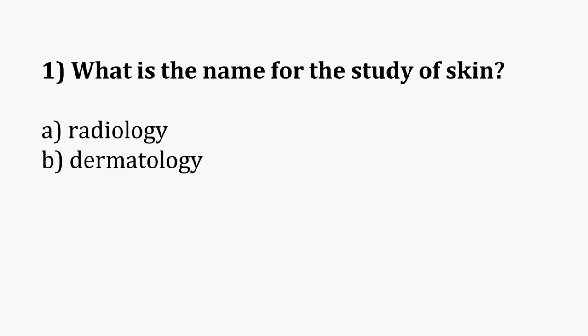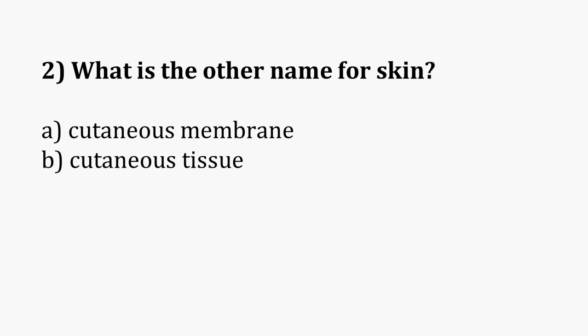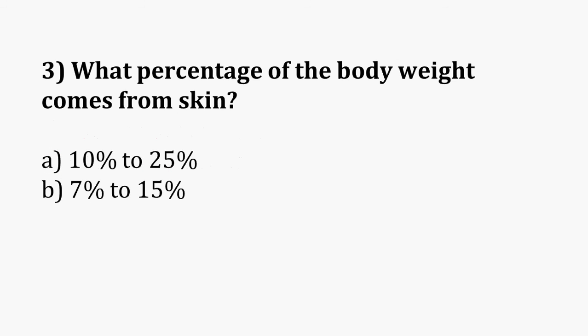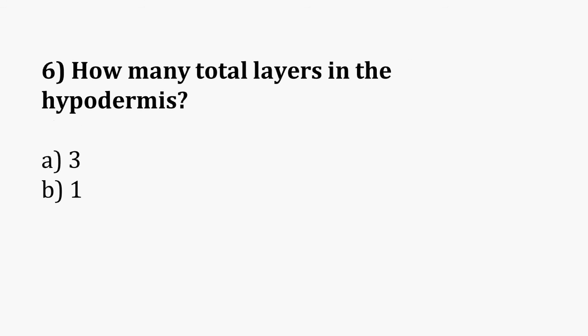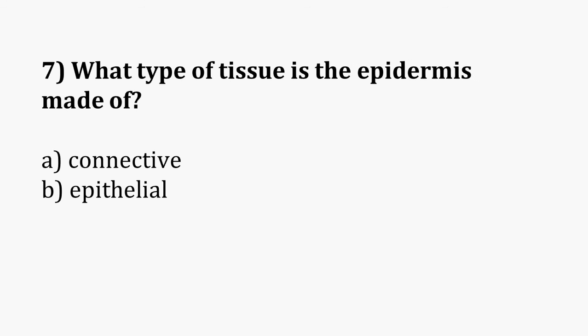What is the name of the study of the skin? Dermatology. What is the other name for skin? Cutaneous membrane. What percentage of body weight comes from skin? 7 to 15%. How many total layers in the epidermis? 5. How many total layers in the dermis? 2. How many total layers in the hypodermis? 1. Which type of tissue is the epidermis made of? Epithelial. Which type of tissue is the dermis made of? Connective.